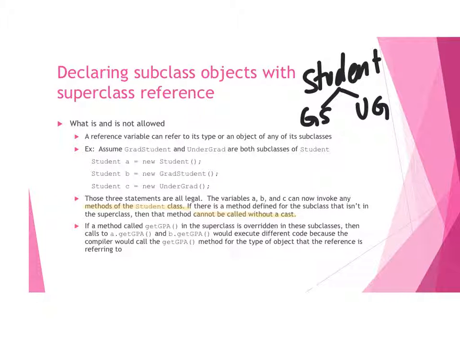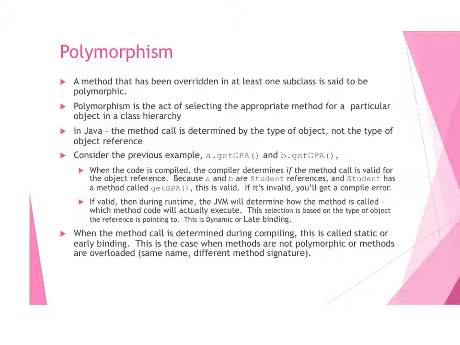Now, let's say there was a method that was declared in the superclass that was overridden in the subclass. The computer would determine that yes, I can call that method because Student has it, and then when it actually went to execute the method, it would call the method for the type of object that the reference is actually referring to. And that powerful skill is what's called polymorphism.